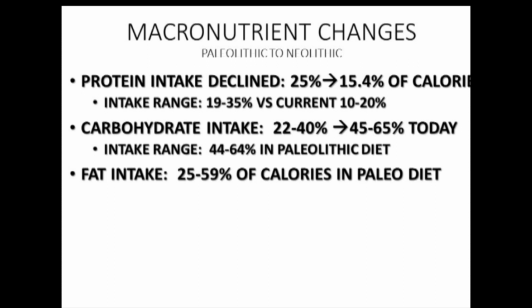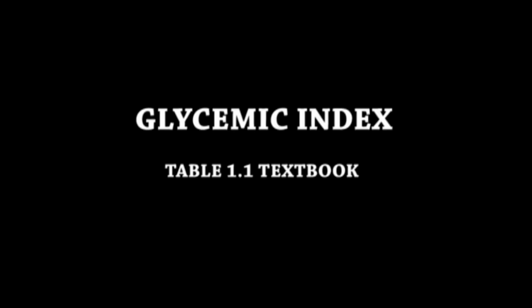Now, disagreement arises over whether the Paleolithic diet was low in carbohydrates. Indeed, because of the massive berries and plants consumed, the carbohydrate intake would have been more likely 44 to 64% of calories. Suffice to say that the glycemic index would have been low. Moreover, the level of exercise associated with these people would have been very elevated.